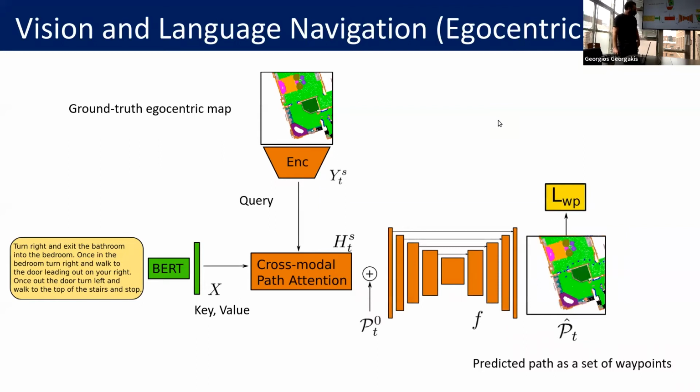So that last part of the model is the waypoint prediction part, which is going to give us this sequence of the waypoints that I was mentioning. And in this case, the waypoints are in the egocentric frame, right? They're always with respect to the agent.